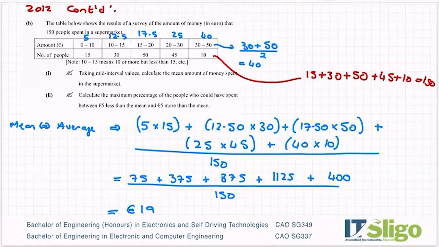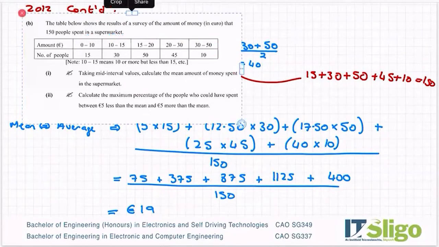So I'm having a look now at my data, and €19 falls in here, which is around the center of my data. I have 45 people down this end. I have 55 people up this end, and it's the upper end of this scale. So 19 does feel right. So I'm happy with that one. So that's that first bit, taking the mid-interval values, calculate the mean amount of money spent.